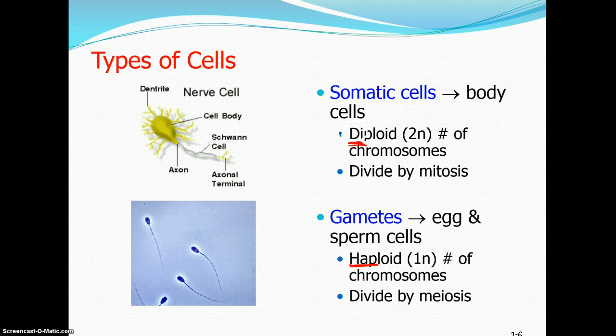It's one. Really important, I know, at least for me, it was helpful to know that pretty much everything in your body is going through mitosis except for the gametes, which would be the eggs and the sperm cells. Those are created by meiosis.